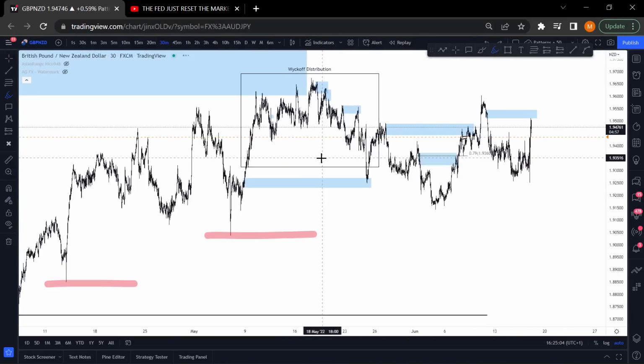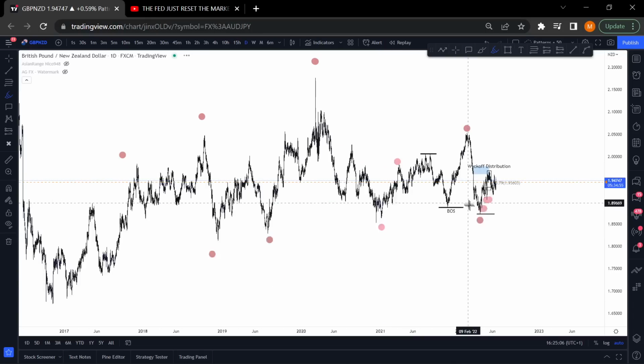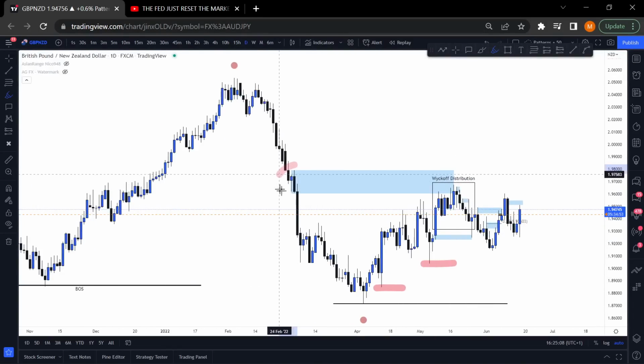If I zoom out and I go on to, I think it was the daily, yep, the market tapped into a daily area of supply here. From that point, we got a Wyckoff distribution. So buyers leave the market, sellers enter the market.